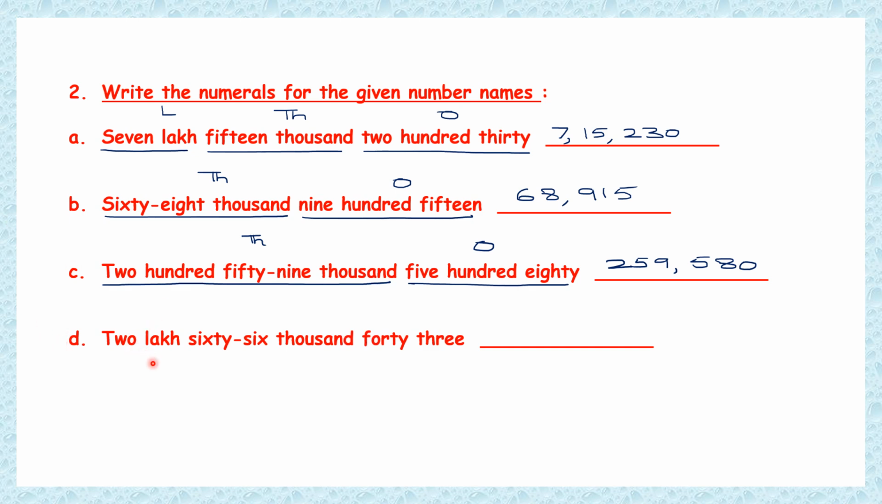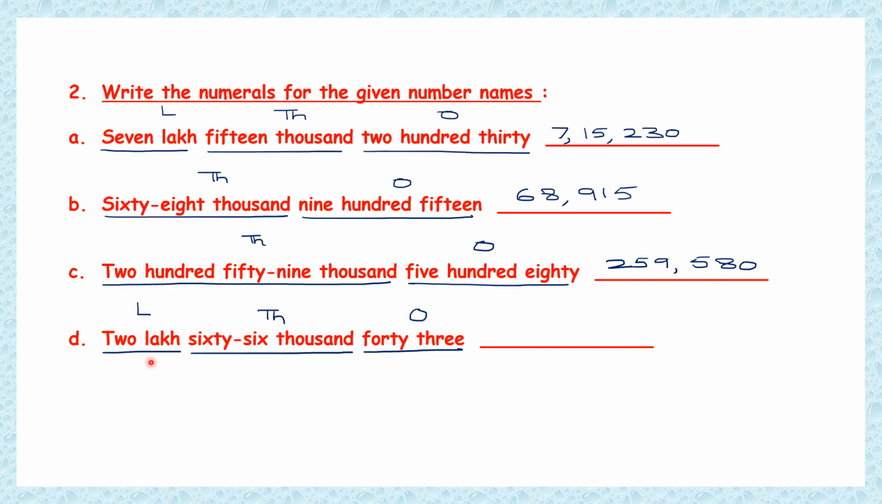Let's look out for the period. So 2 lakh. Now lakh is a period, remember? So this is the lakhs period. Then we have 66,000 which is the thousands period and we have 43 which is in the ones period. So again it's a 6-digit number and we have 3 periods. That means this is the Indian system.